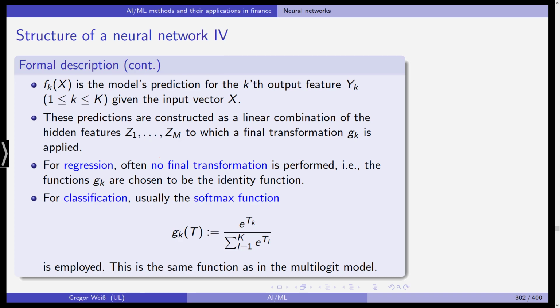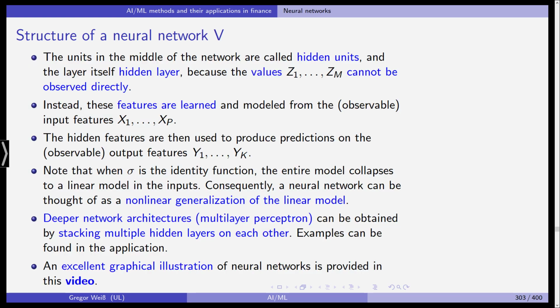Okay, so that's the single layer perceptron. The units are called hidden units in the hidden layer. They are not directly observable. They are learned from the features x1 through xp. These hidden features are then used to produce our predictions on the output features.